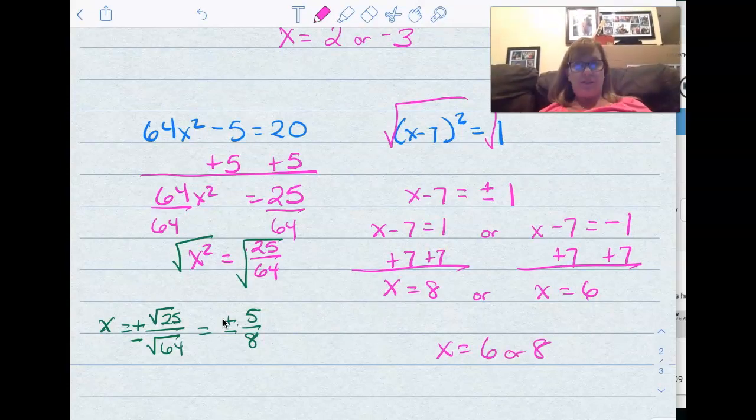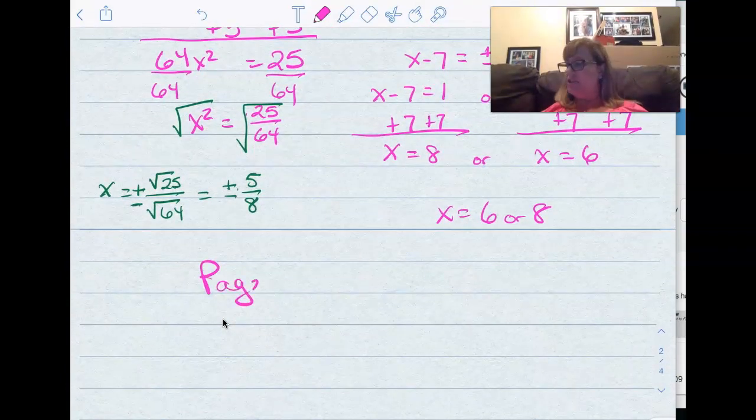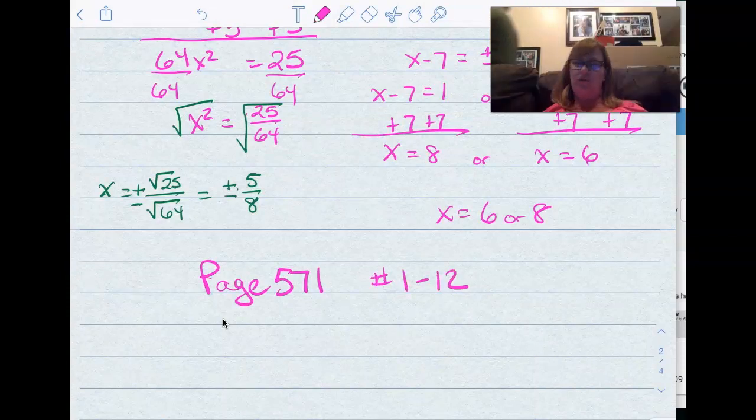Okay? Did you do that right? If you did, you're ready for your homework assignment. If not, you need to come back onto that Zoom meeting, ask me some questions, make sure you get confident with this. So your homework for today is page 571, numbers 1 through 12.